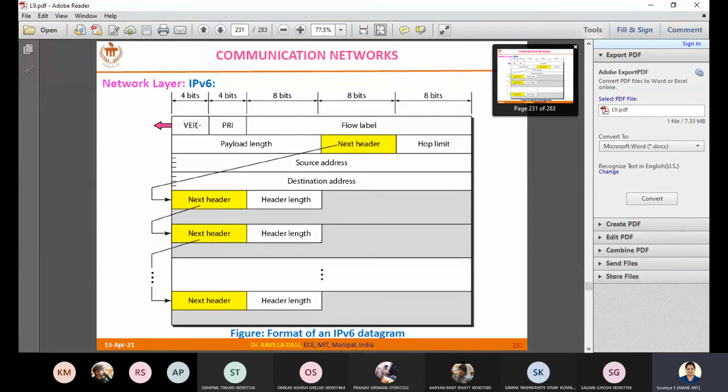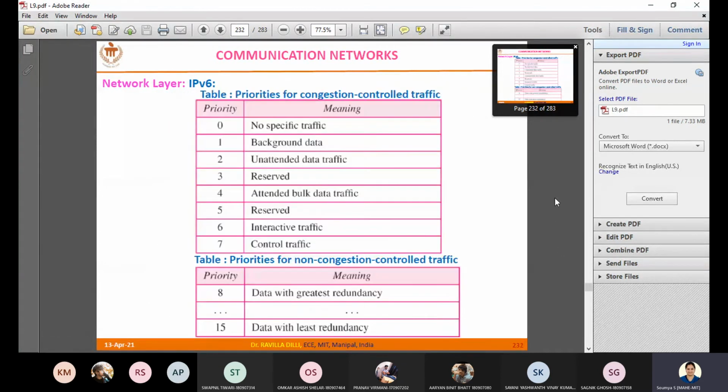Again, there is version, which will be 06 because it is 6. Then flow label, payload length, next header, hop limit, source address, destination address. This next header will lead to the next one, that would lead to another one, the other one, and that's how it goes on. This is the format of the IPv6 header.